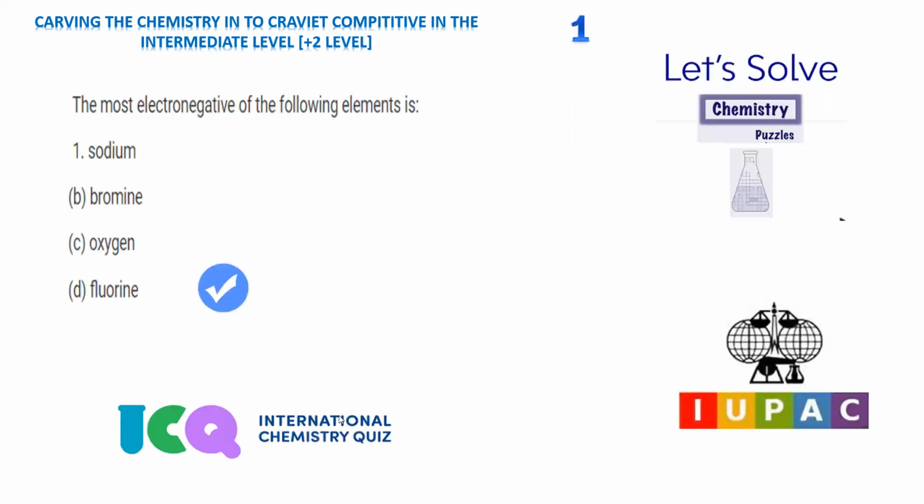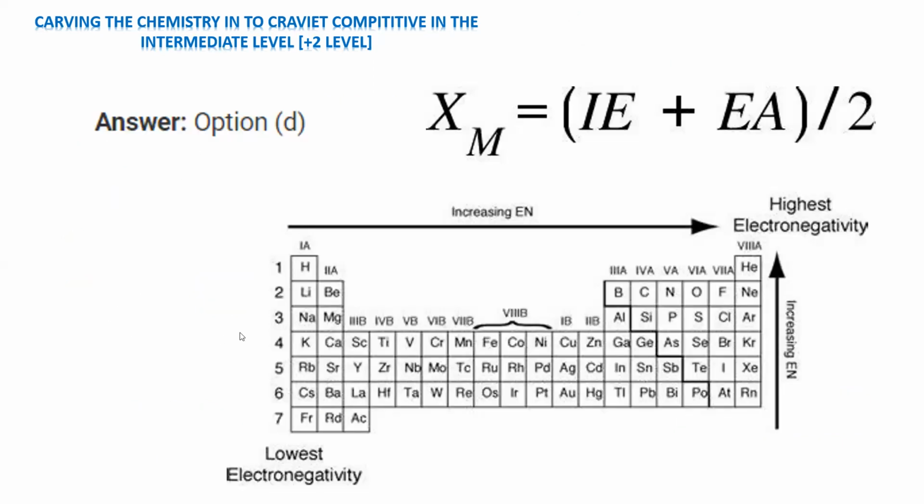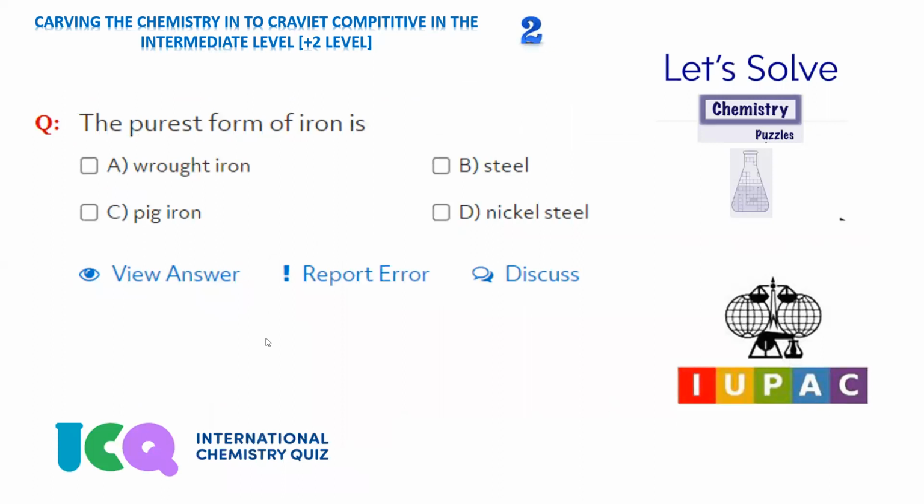So, based on this, it's very clear that the most electronegative is fluorine. The right answer for question number 1 will be option number 4. Let's move on to question number 2.